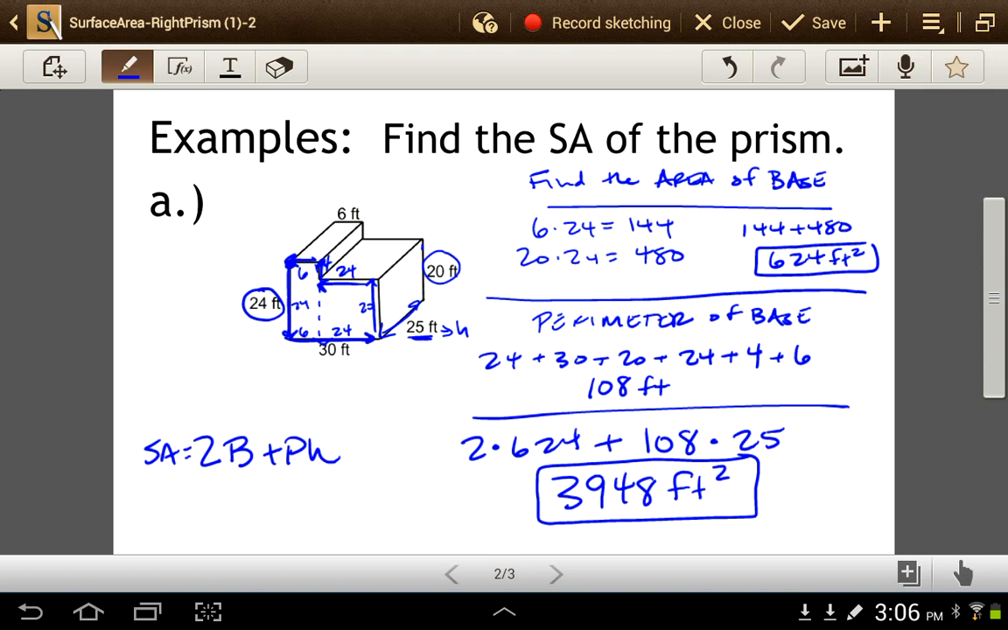So again, find the area of the base, find the perimeter of the base, locate your height. Those are the 3 variables that you need. Once you have those, you can plug them into your formula. Alright, I'm going to go on to another example.